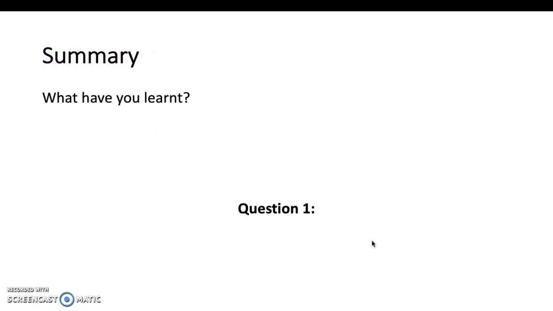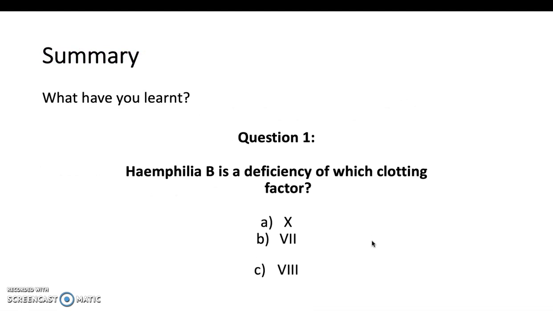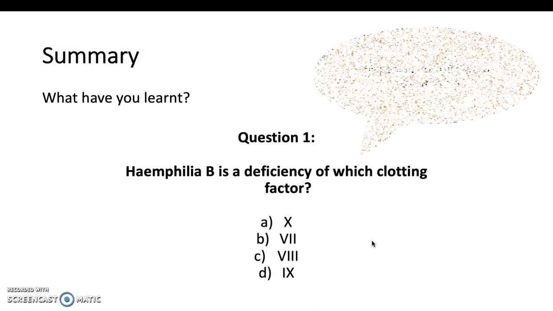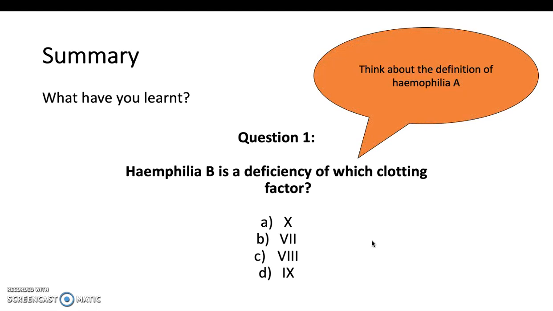Okay, so some summary questions. Haemophilia B is a deficiency of which clotting factor? So we're going for B, not A. It's 9. As we've gone through, A is 8, B is 9.